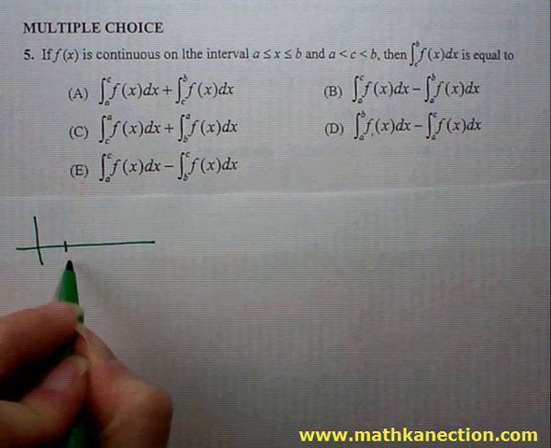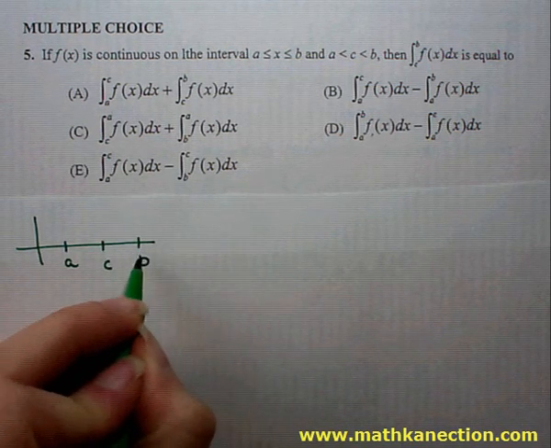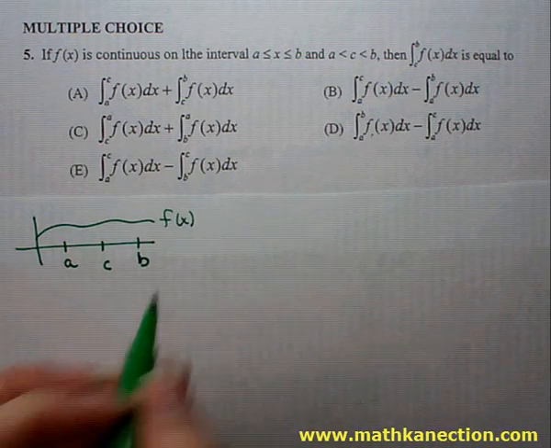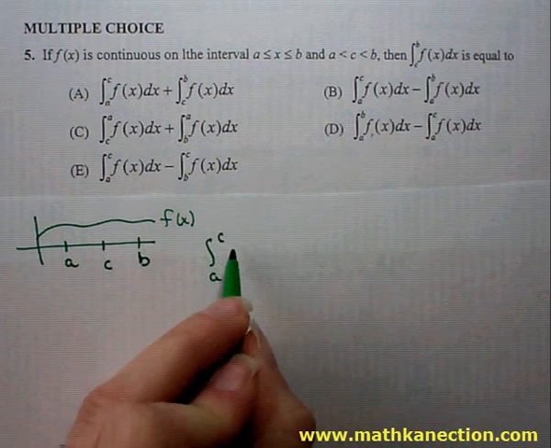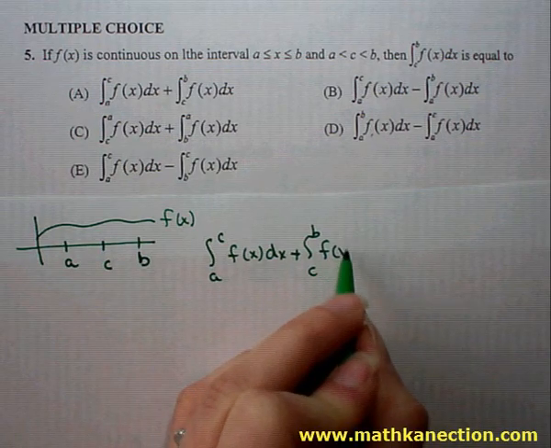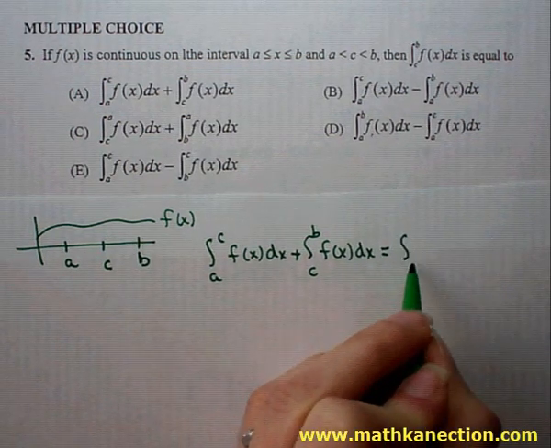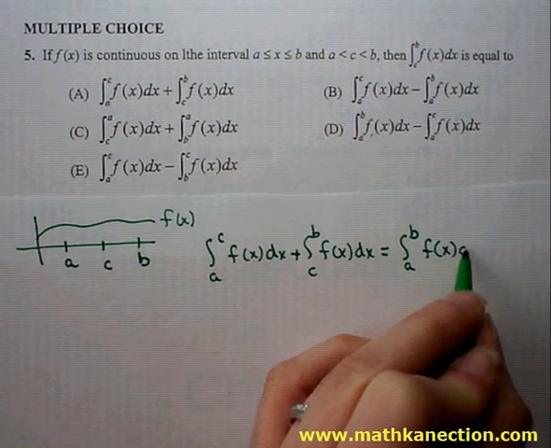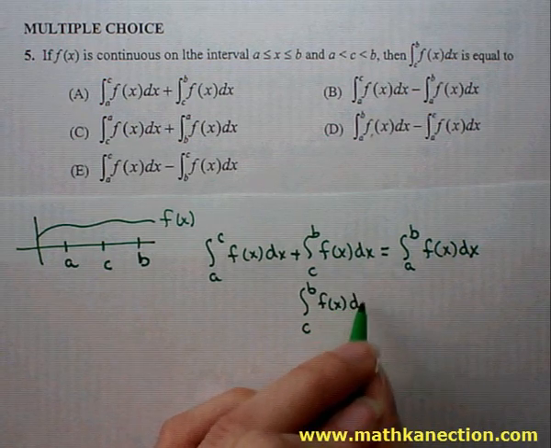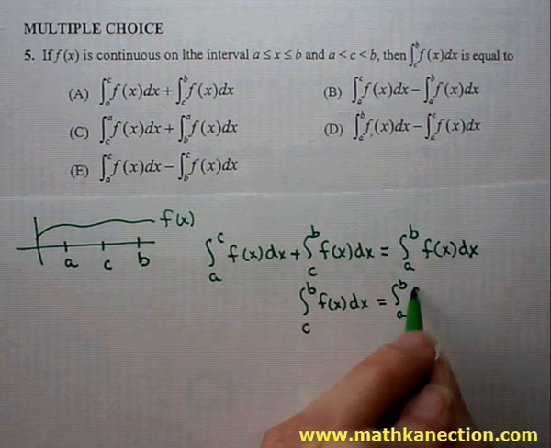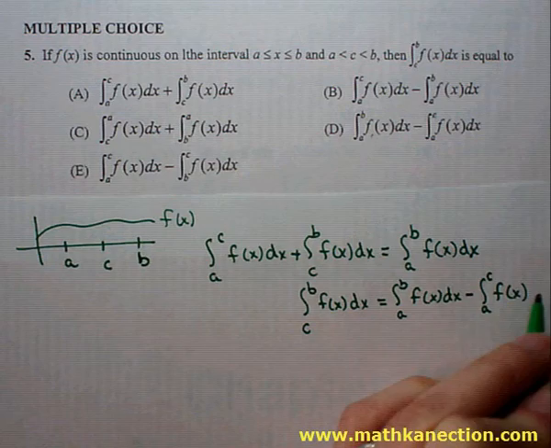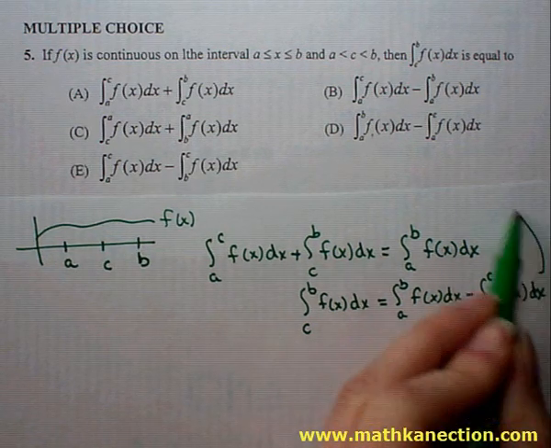So in our multiple choice, we're looking at a function that's continuous, and we know that the order of the x values are going to be a, c, and b. We're going to have some sort of function in which we're looking at the integral from a to c, plus the integral from c to b, is equal to the integral from a to b. By solving for the integral from c to b, that's equal to the integral from a to b of f of x dx minus the integral from a to c of f of x dx. And then that matches letter choice D.